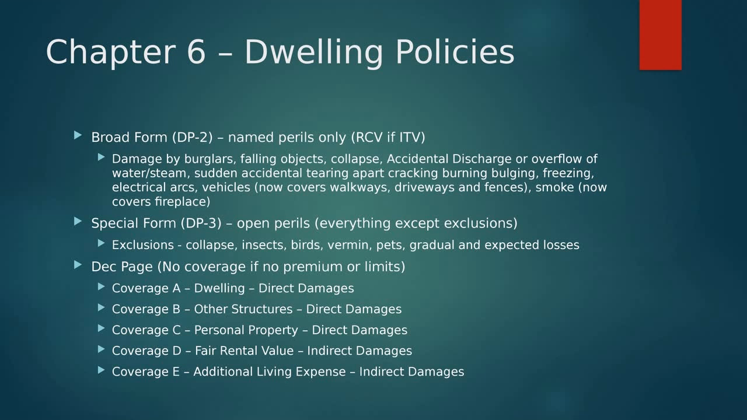Coverage letter A is going to be associated with the dwelling. It's going to have direct damage type only. Coverage B is going to be for other structures. This is also direct damage. Coverage C is going to be on any personal property. This is direct damage. And coverage D is going to be for fair rental value. This is an indirect damage or a consequential loss. And coverage E is also a consequential loss or indirect damage, additional living expense.